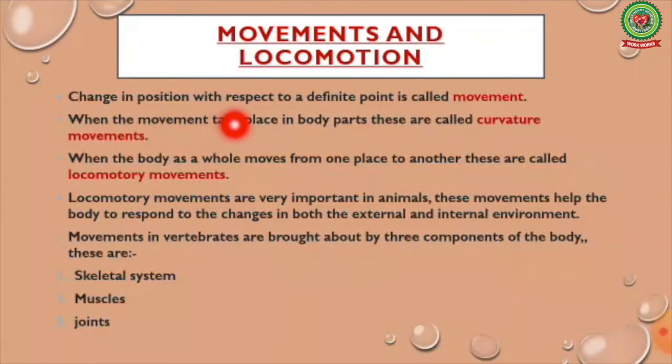Change in position with respect to a definite point is called movement. When the movement takes place in body parts, these are called curvature movements. When the body as a whole moves from one place to another, these are called locomotory movements. Locomotory movements are very important in animals. These movements help the body to respond to the changes in both the external and internal environment. Movements in vertebrates are brought about by the three components of the body.